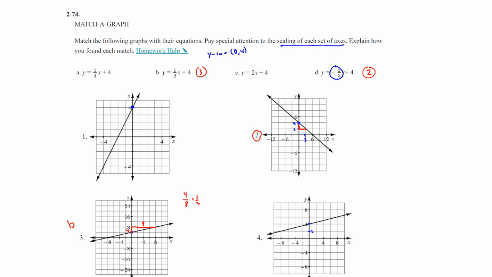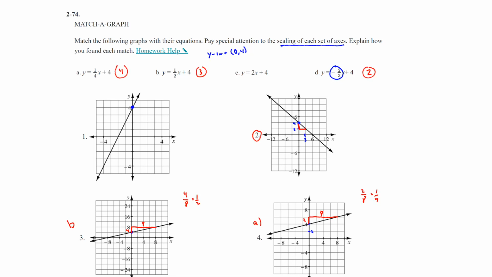This one over here is going up by 2, that's the scaling there, and then over 8. So which one goes up 2 and over 8, which is 1/4? That is A. So this matches up with A, and this is graph number 4, which leaves us with number 1 and C, but let's double check.